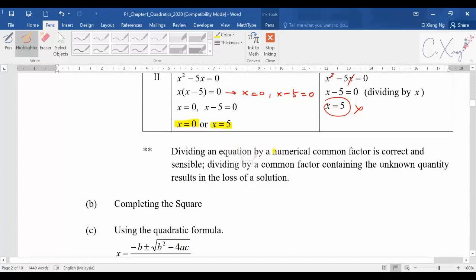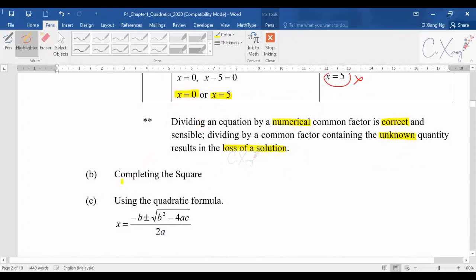Alright, so here I put a note. Dividing an equation by a numerical common factor is correct. So you can divide it by a number, but if you divide by a common factor containing the unknown quantity, you will lose the solution. So that's why some students ask, why can't I get x equals 0? Because you actually cancelled the x or simplified the x. You cannot do that. You have to factorize.